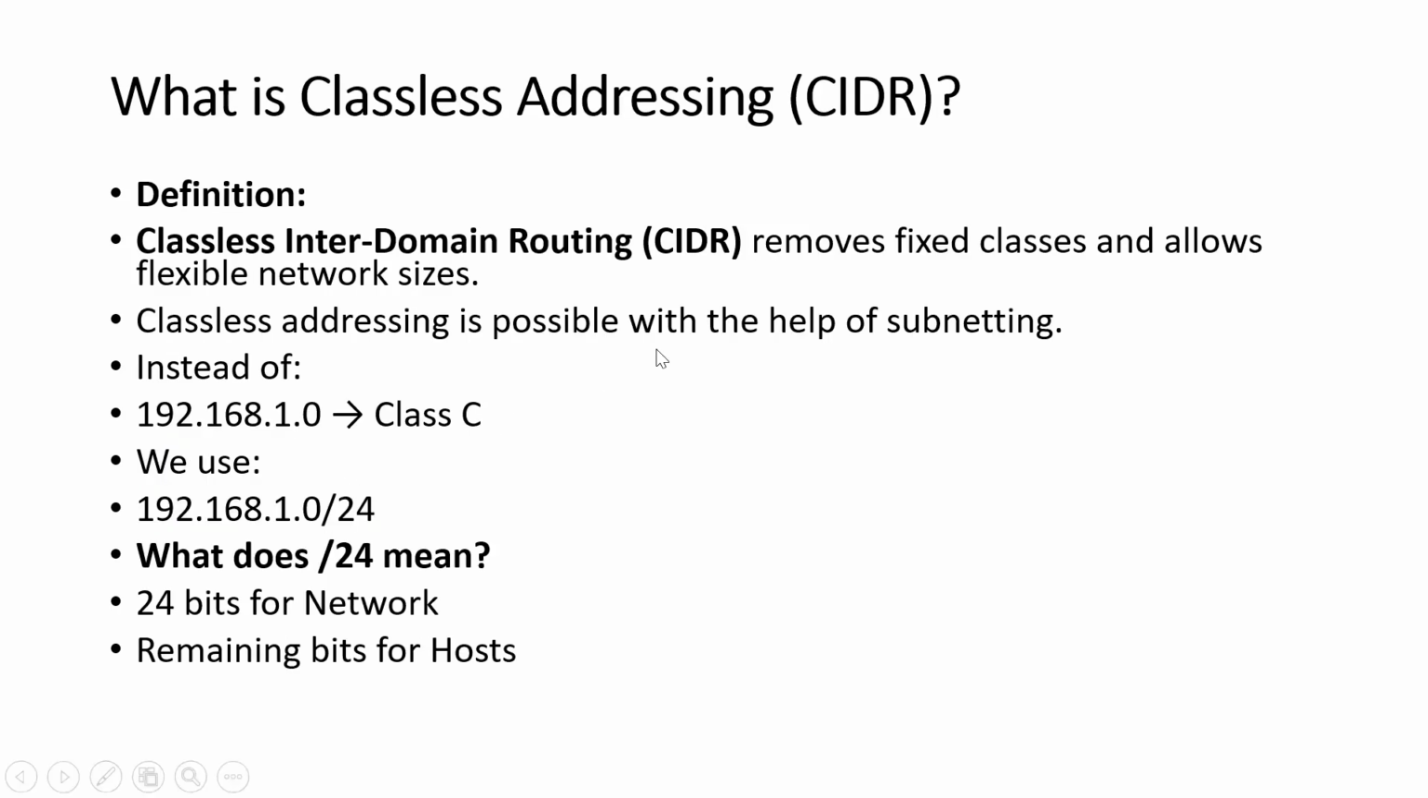So what is classless addressing, CIDR? CIDR means classless inter-domain routing. It removes fixed classes and allows flexible network sizes. Classless addressing is possible with the help of subnetting. For example, 192.168.1.0. This IP belongs to class C, we know. So how do we use this? 192.168.1.0/24. The /24 means 24 bits for network, and the remaining bits for host. That is what this slash represents.